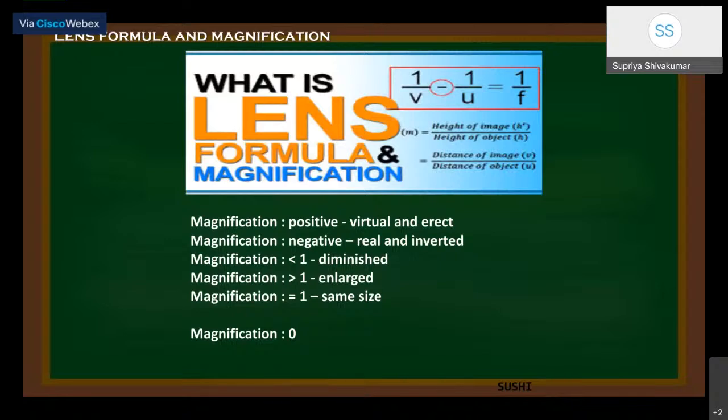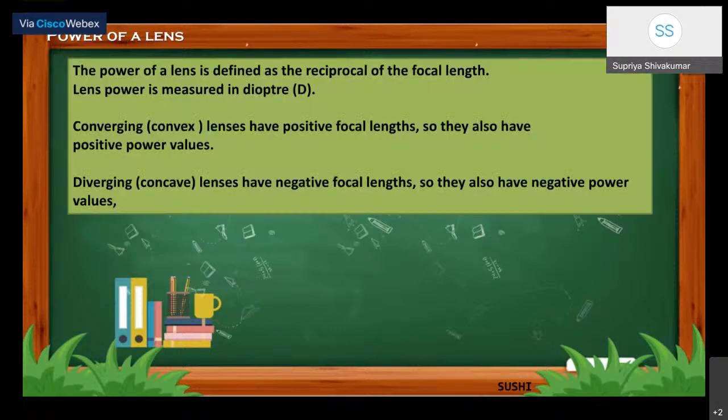Okay, moving on, the last concept that we will be dealing with is power of a lens. What is the power of a lens? We know power of a lens is defined as the reciprocal of focal length, that is nothing but 1 over f. And we know that the SI unit of power of a lens is diopter.